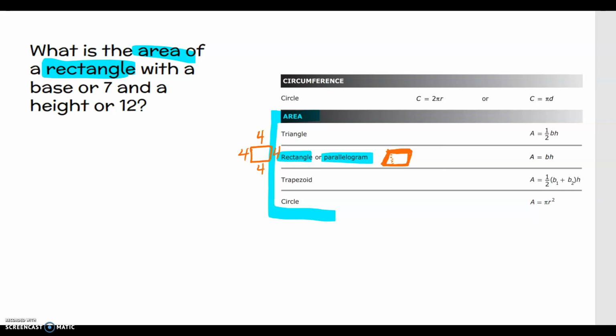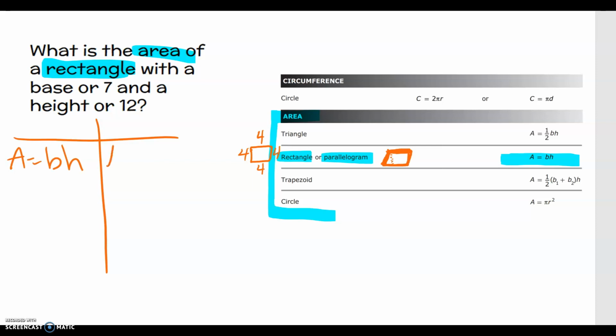So let's go ahead and get our formula for this one. It's pretty simple. It's A equals BH, which you might have heard as length times width in 6th grade. All right, so let's write down our t-chart first. Draw your t-chart. Our formula is just A equals B times H. And now all of our variables we need to break down over here on the right. A equals, B equals, and H equals.